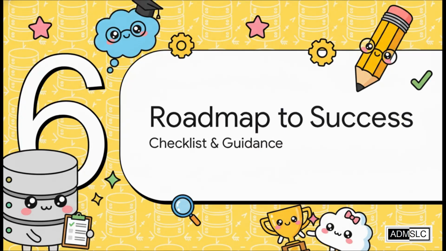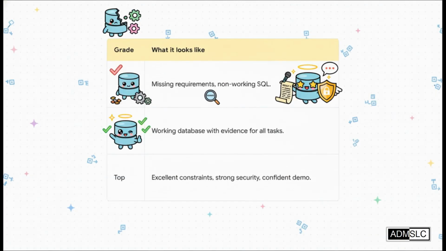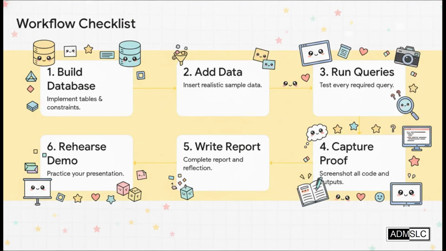All right, our final section, your roadmap to success. Let's pull everything together into a clear action plan and talk about what really separates a good submission from a great one. So what does success look like? Well, a fail is usually missing key parts, having code that doesn't run, or just not providing evidence. A pass is straightforward, a working database, all queries running with proof, and a solid report. But if you're aiming for top marks, we're looking for smart constraints, efficient queries, a thoughtful security setup, and a really clear, confident demo.